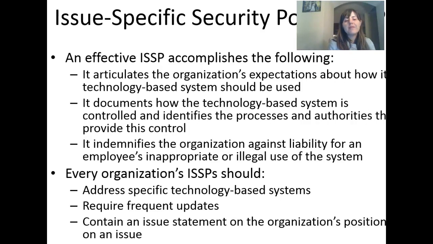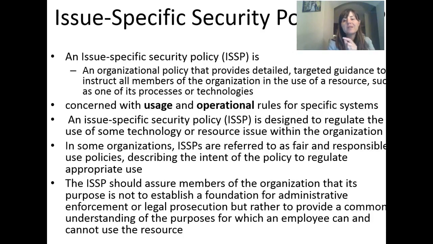In order to have an effective ISSP, we need to make sure that it articulates the organizational expectations about how its technology-based system is being used. It documents how the technology base is controlled and identifies the processes and authorities that provide that control. Also, it indemnifies the organization against liability for an employee's inappropriate action on that specific system. So every ISSP in the organization should address a specific technology-based system. It should require frequent updates. It should contain an issue statement on the organizational position on that specific issue. So remember, this is regarding usage and operational rules for a specific system.